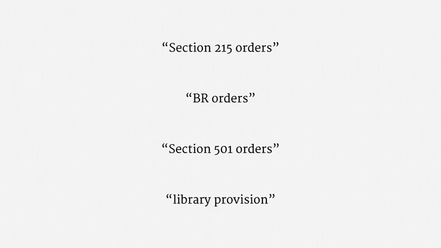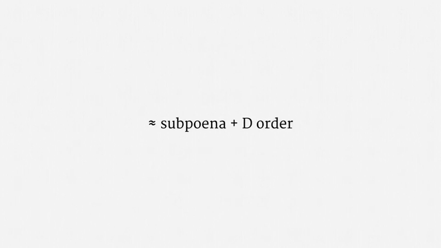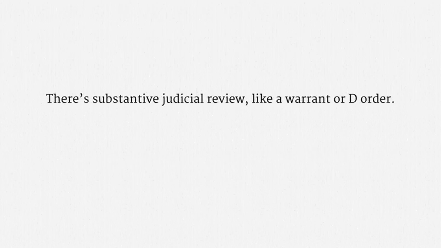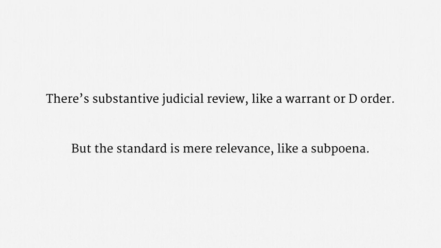Very roughly, a FISA business record order is like a hybrid of a subpoena and a D order. Alternatively, you might think of a business record order like a super mini warrant. Let me explain why. With a business record order, there's substantive judicial review, much like a warrant or a D order. Investigators have to get approval from a FISA court judge, and that judge does make a factual assessment. But the standard for a business record order is mere relevance, like a subpoena. It isn't probable cause, or even reasonable articulable suspicion.